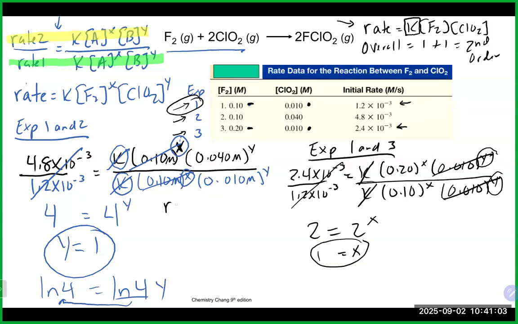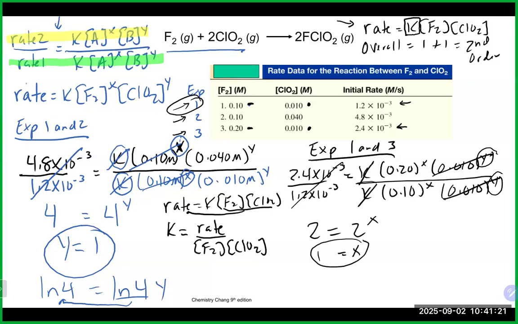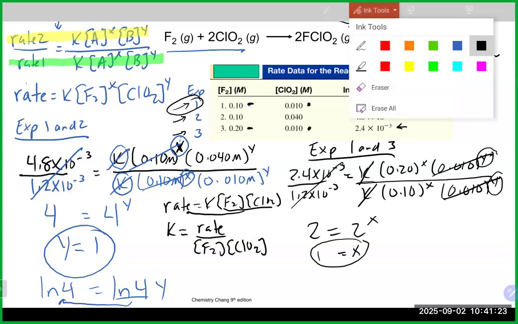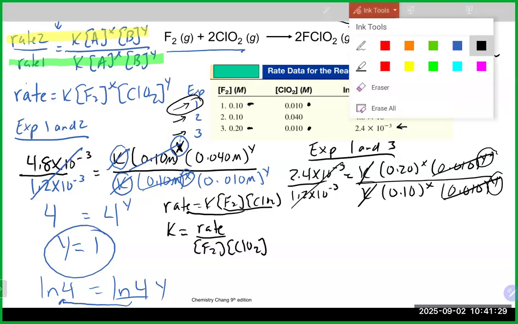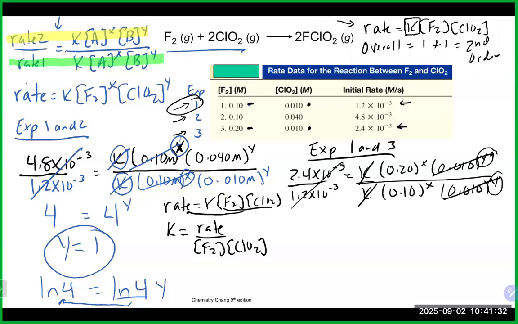I'm going to take my rate law, rate equals K times [F2] times [ClO2], and rearrange it and solve for K. I'm going to take both of these and divide them over to the other side. That gives me K equals the rate divided by [F2] and [ClO2]. Once again, we get that information from the table. You could choose any experiment you like, but you cannot mix and match those.